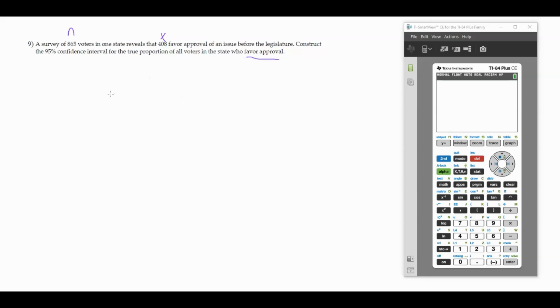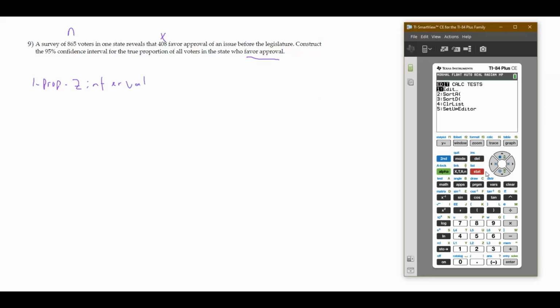So I want to run what's called the one prop z interval command. So under the stat menu, go to tests. So stat key, over to test, and you see one prop z test, but you don't see the interval. I need to keep going. Just arrow down, cursor down, one proportion z interval. It's the letter A. So I could do alpha A, but for me it's easier to go down.